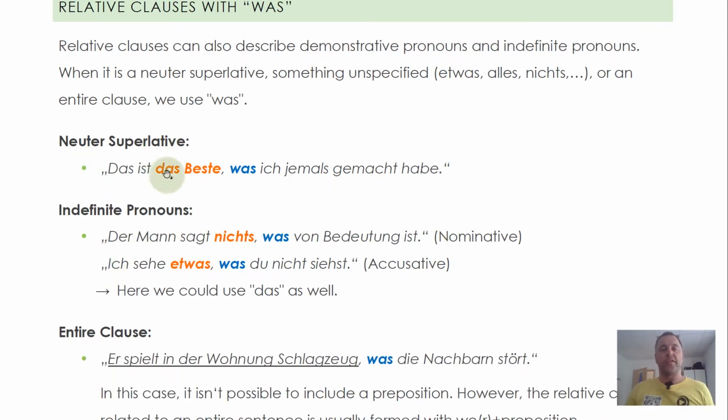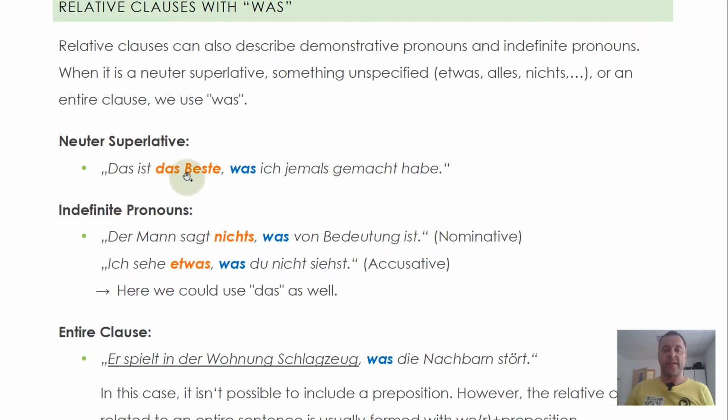The neuter superlative: Das ist das Beste, was ich jemals gemacht habe. So this is the best that I've ever done. So here is the superlative, so the highest form. It's probably the comparison of things. I linked the video for you here in the info cards as well. And there's the comparative and the superlative. Comparative is just like something is different. And superlative, it's unbeatable. Das ist das Beste, was ich jemals gemacht habe.